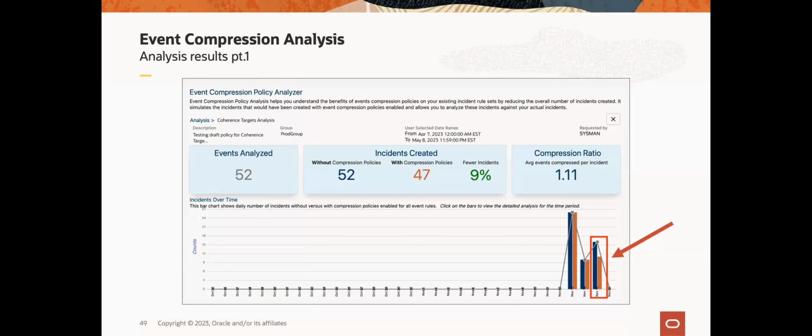In the graph below, the bars are color-coded to specify the number of incidents when event compression policies are used versus the number of incidents when event compression policies aren't. The navy blue represents without compression policies, and the orange represents with the compression policies.